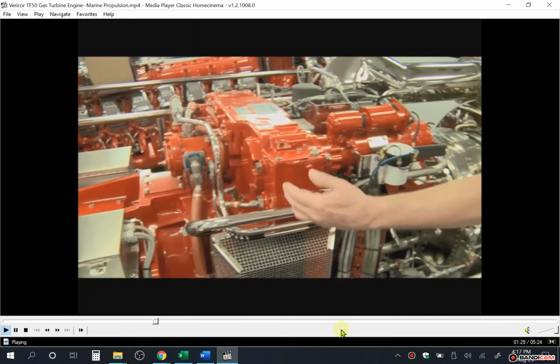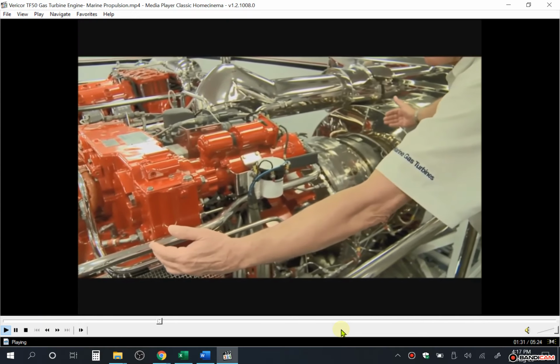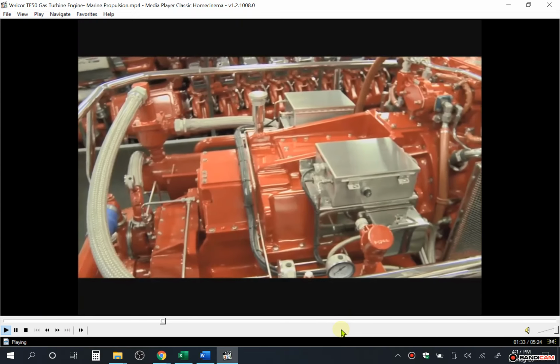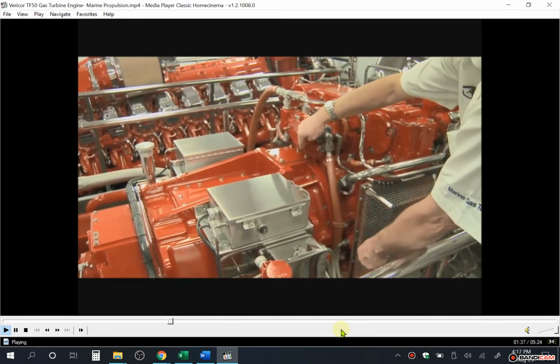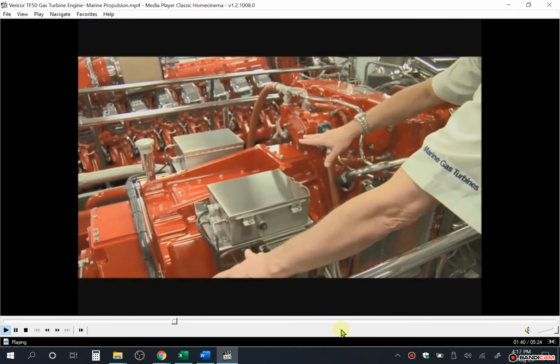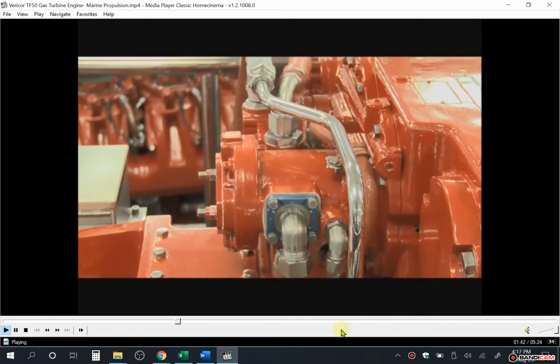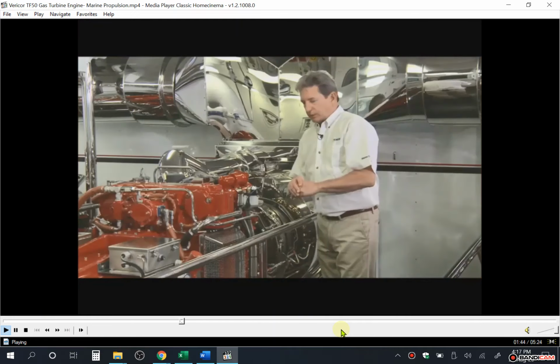The TF50B is what you see right here. This is the gas turbine. We're mounted to a main reduction gear mounted directly at this flange right here. No other support is required to support the gas turbine. The main reduction gear does that job completely.